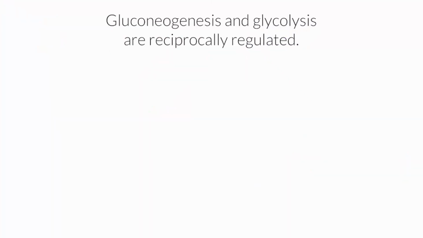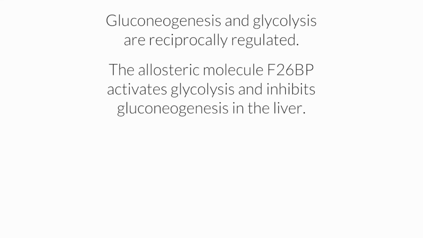Okay, that was a lot, but hopefully we can pull out some big picture ideas. So first, gluconeogenesis and glycolysis are reciprocally regulated. So if one is on, the other's off. If one is off, the other's on, at least to a first approximation. This is mediated by the allosteric molecule F26-bisphosphate, or F26BP, which activates glycolysis and inhibits gluconeogenesis, at least in the liver.